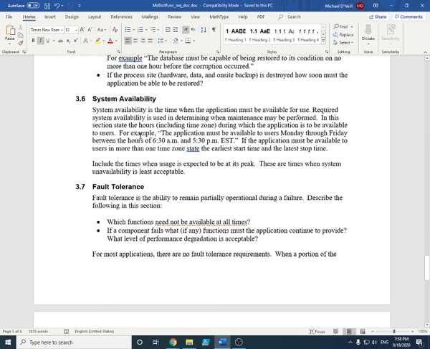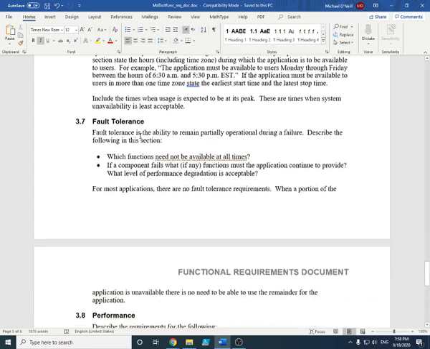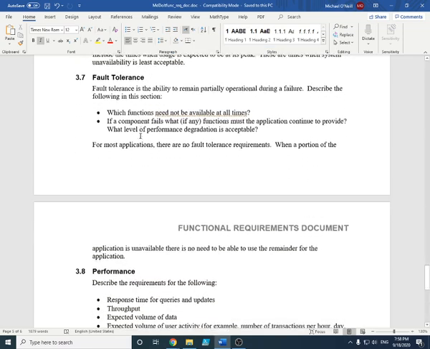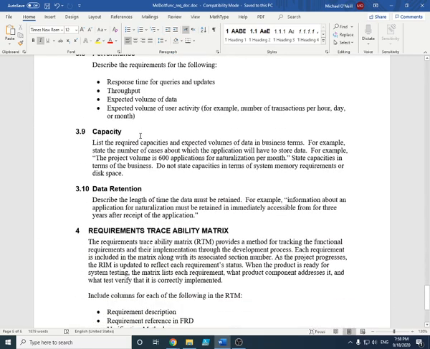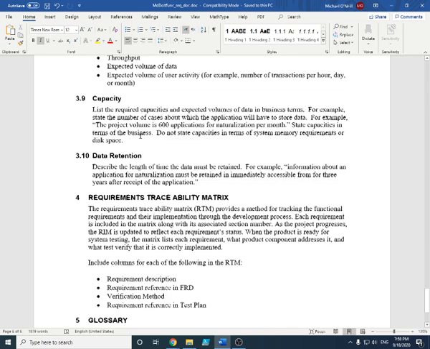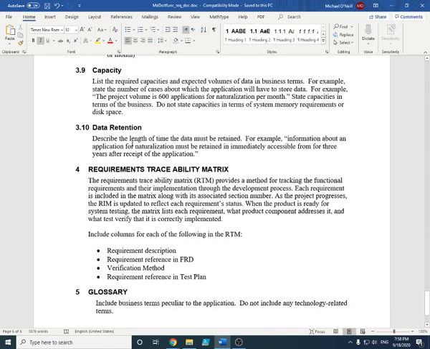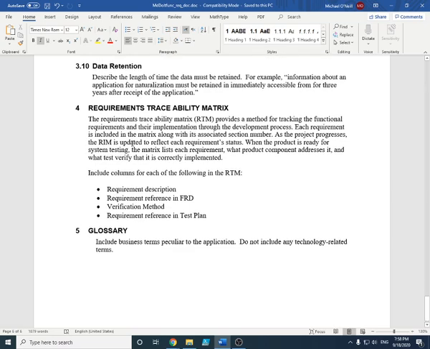Okay, system availability, you can run into reliability. Basically the idea is when is people going to use this? Fault tolerance and performance, don't worry about that. Capacity, some of you mentioned that, is good. How big is your application going to be? Data retention, yeah, just a sentence on that should be sufficient.